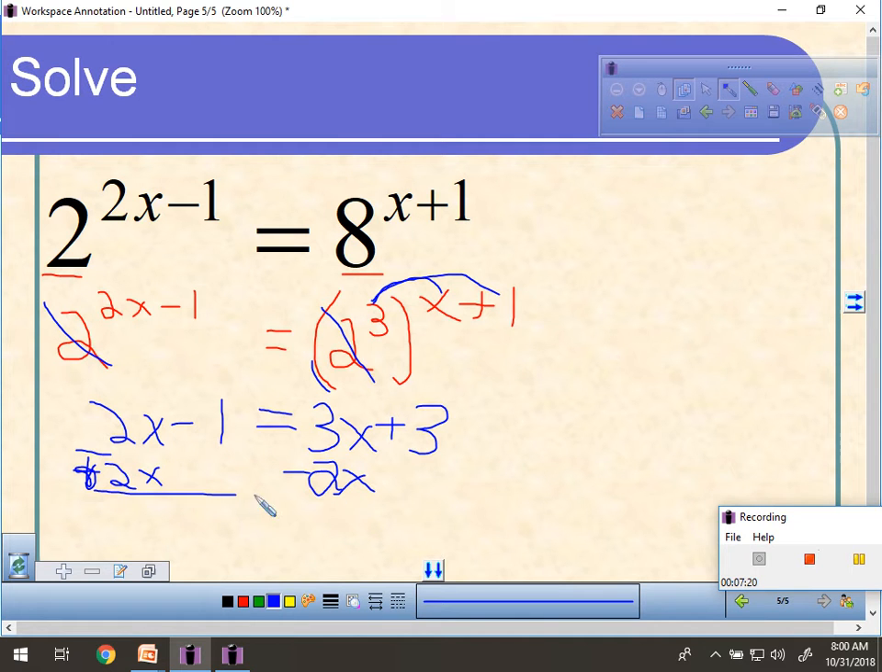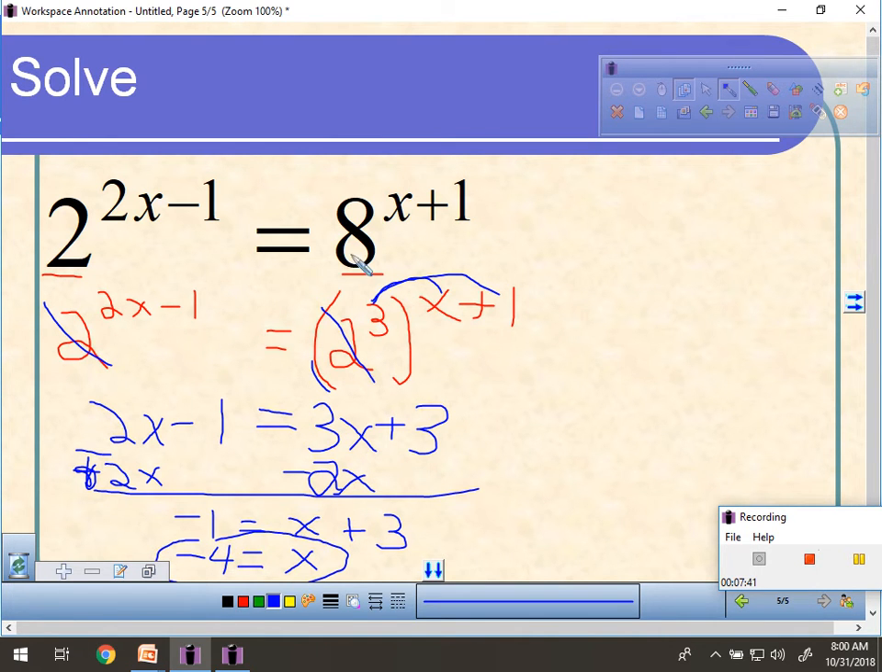So I'm going to put that over here. And so I have negative 1 is equal to 3x minus 2x, which is 1x, plus 3. And then I can subtract 3 from both sides, and that'll give me negative 4 as my final answer. And that would be my answer for that.